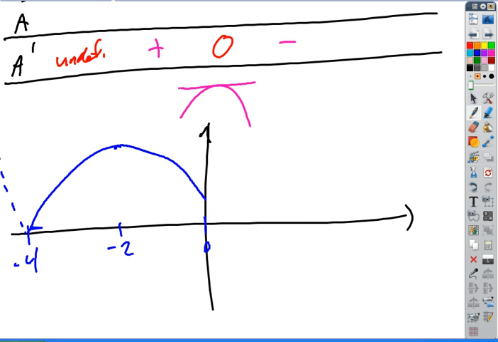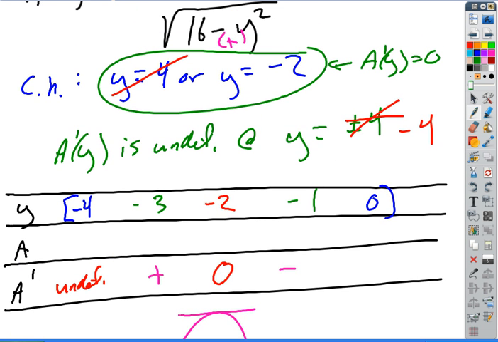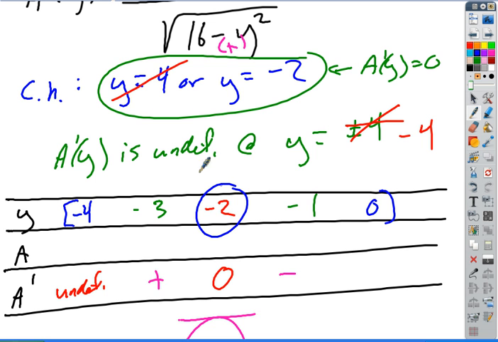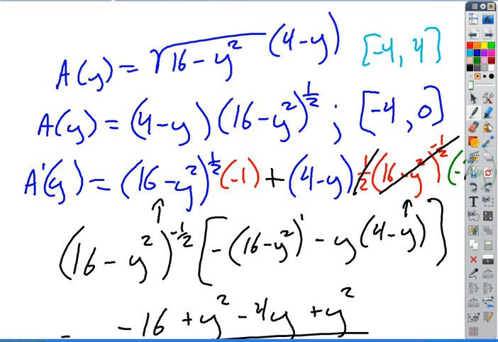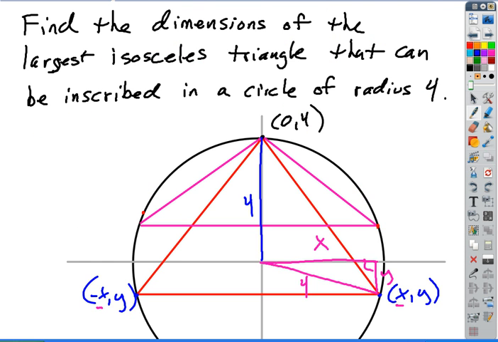That's our winner. So y equals -2. If y equals -2, we can go back and find x. Right here. So if y equals -2, then x equals the square root of 16 minus (-2) squared minus 4, the square root of 12. And we got it.